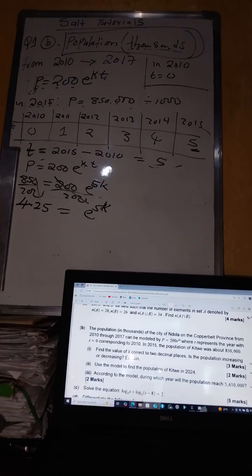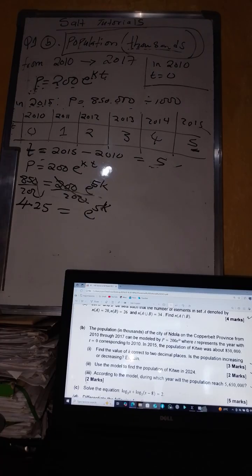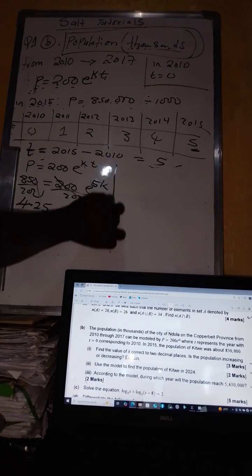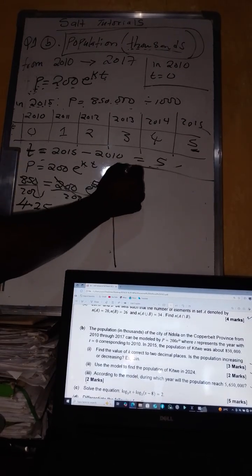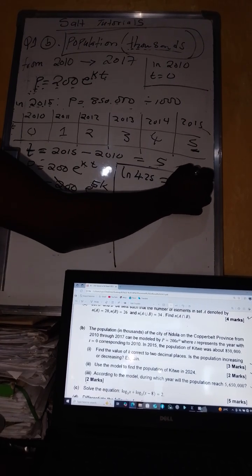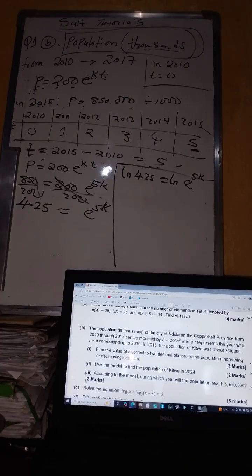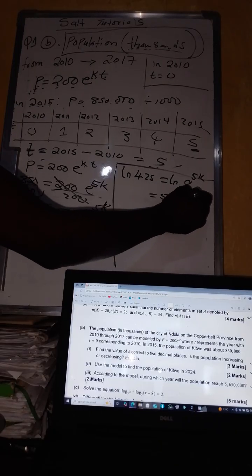So these are exponential equations. Now remember how we were solving exponential equations. We have K there, which is our variable. So how do we solve for K? Obviously, the only way this power can come down is by introducing a natural log on both sides. So the natural log of 4.25 is equal to the natural log of e power 5K. According to the rule of logs, this can come down to be 5K natural log of e.